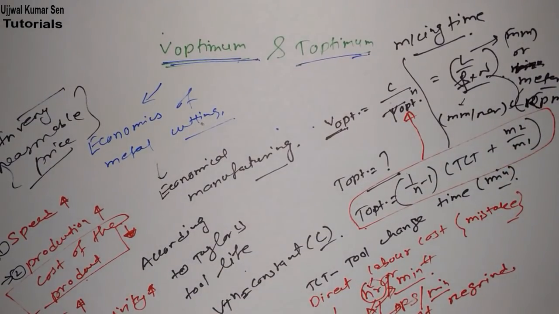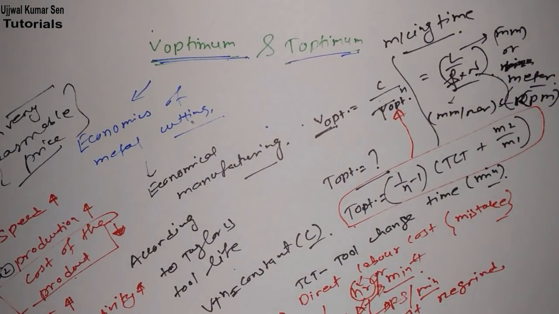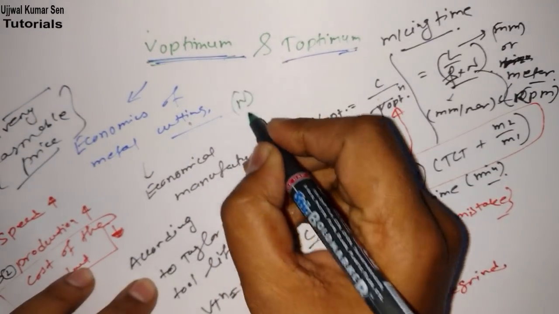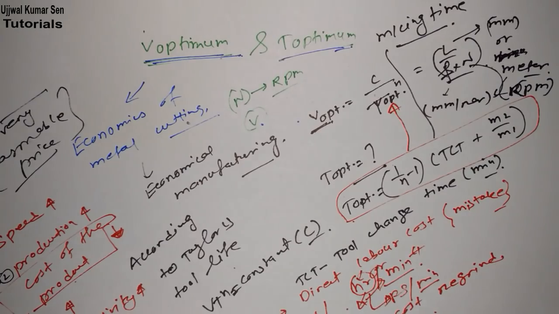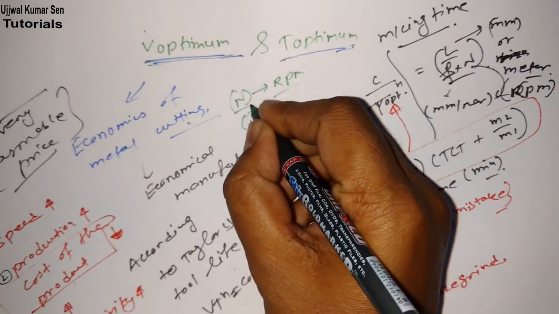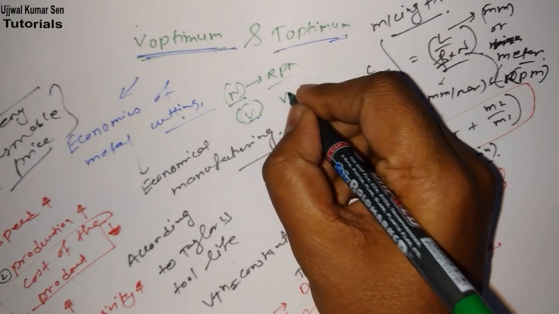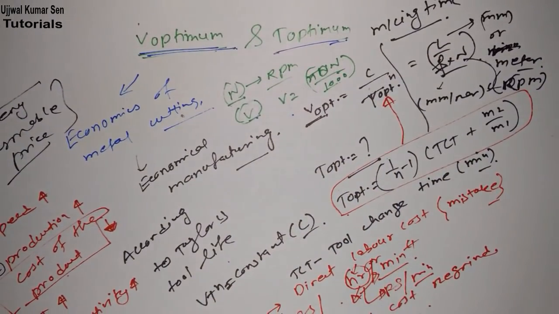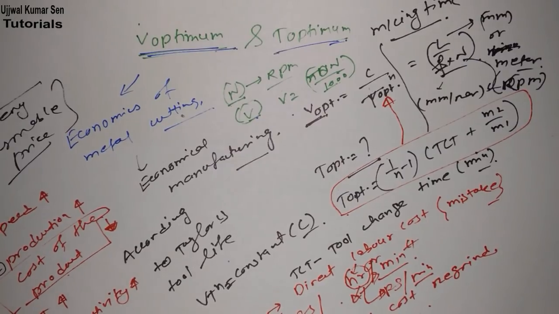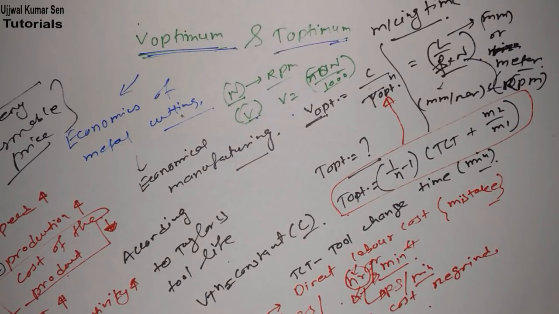So here is the thing you need to learn. If the question asks you to find out machining time, then this is the formula. But they can relate it with another formula, because N is in RPM. They can give you velocity, and we have to find out N by using a relation, that is V is equal to pi D N by 1000. By using this relation, we can find out N, and after finding N, we can put the value in the formula L by F into N, and from that we can easily find out machining time.